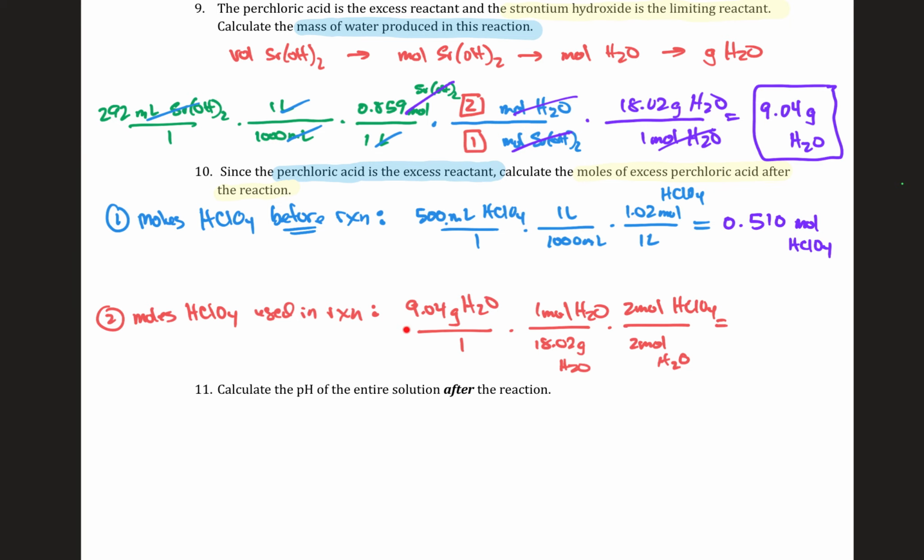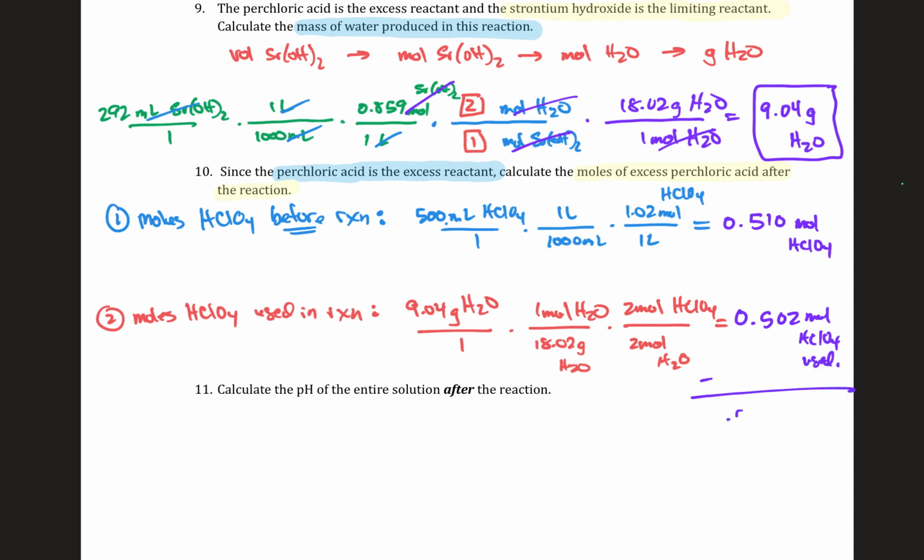of water that we produce. We know we made 9.04 grams of water, and just find out how many mole of perchloric acid would have to be used to make that water. So we go from grams of water into mole of water using the molar mass, and then we use the mole-to-mole ratio from the balanced chemical equation of 2 water per 2 perchloric acid to find that the moles of perchloric acid used in the reaction is 0.502 mole of HClO4 used.